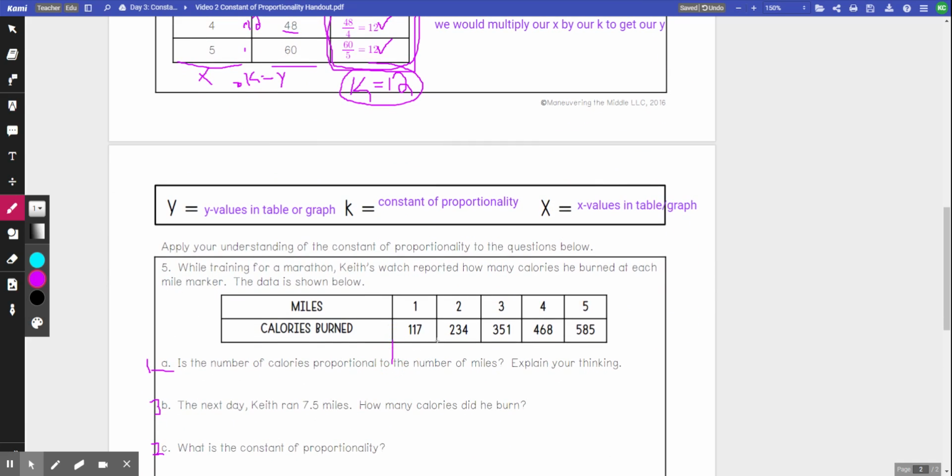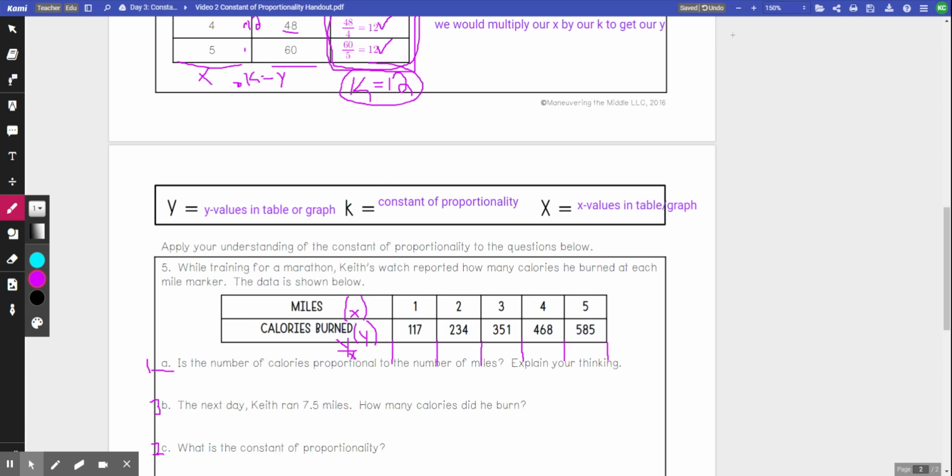We need to check to make sure the ratio of y over x is the same for every single point. So I'm just going to extend our table here so that we have another whole row. And this row will be our test row. It'll be y over x. Just so you are aware, when you're talking about a table, typically your x is on top and your y is on the bottom. That is because the number of calories you burn depends upon how many miles you run. The more miles you run, the more calories you burn.